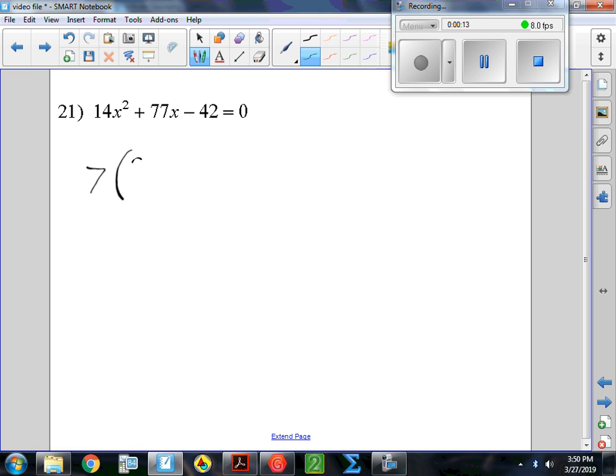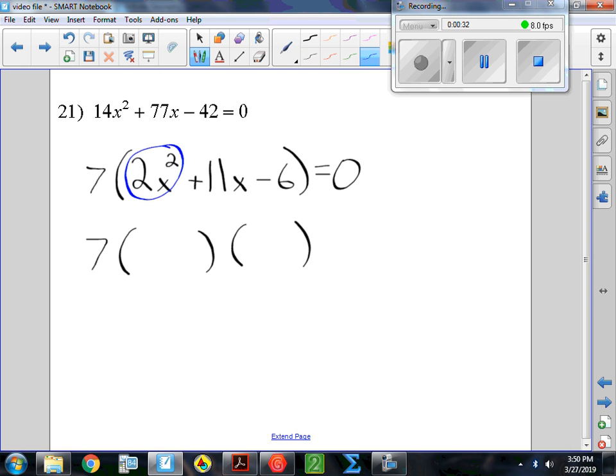14 divided by 7 is 2. 77 divided by 7 is 11. And 42 divided by 7, if you don't know, you can use your calculator. 42 divided by 7 is 6. Now I have much smaller numbers to work with, and so I can keep factoring.